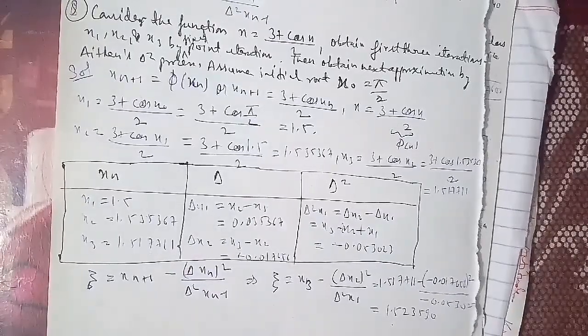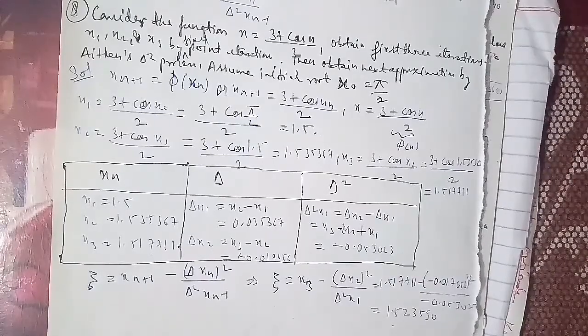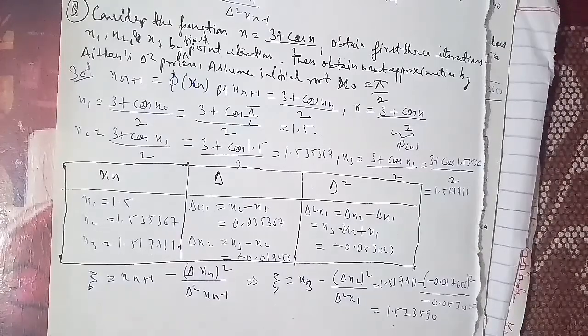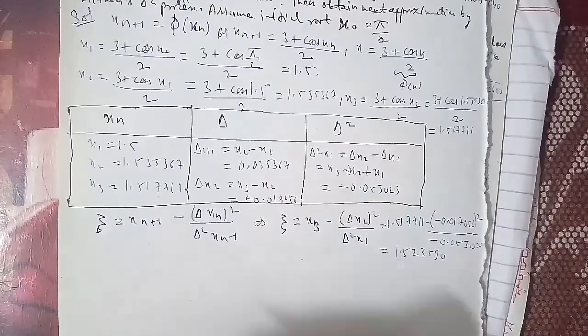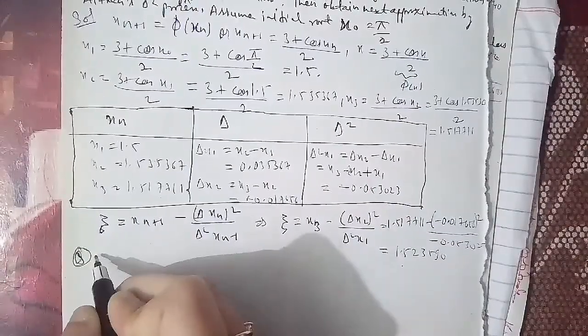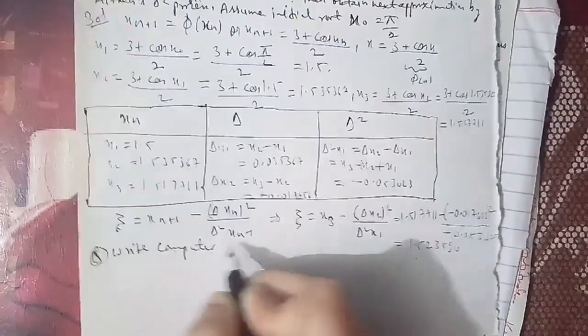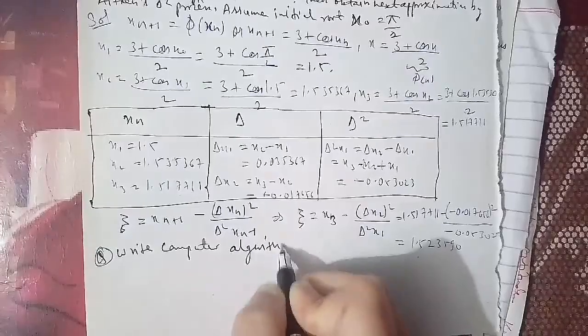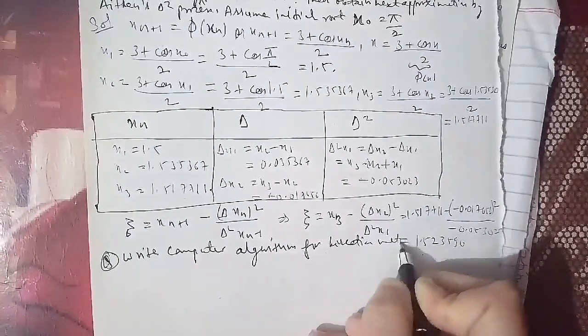Now we go ahead with another question that we are dealing with in steps as well. So the other question is, write computer algorithm for bisection method. So we have to write a computer algorithm for the bisection method here. So we'll do the same. You can just copy it down as well. The question is: write computer algorithm for bisection method.